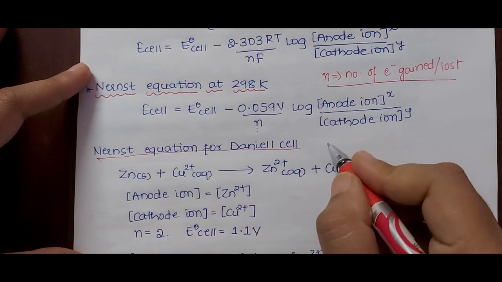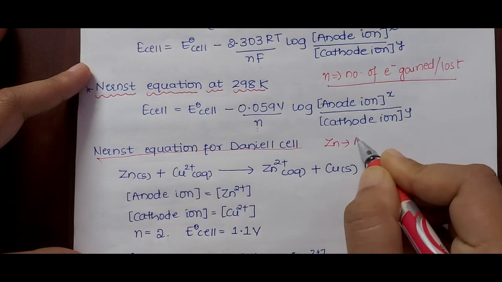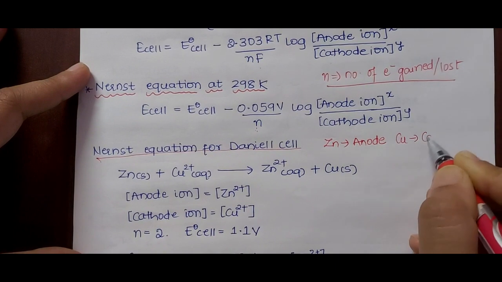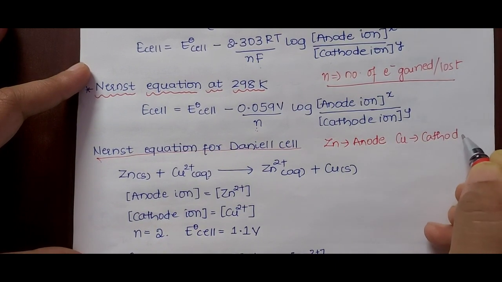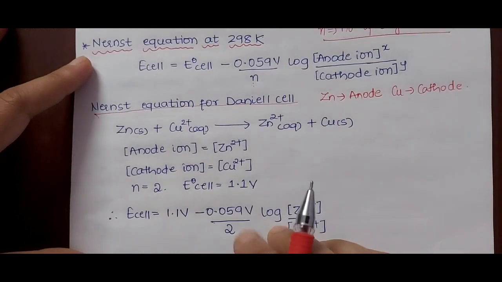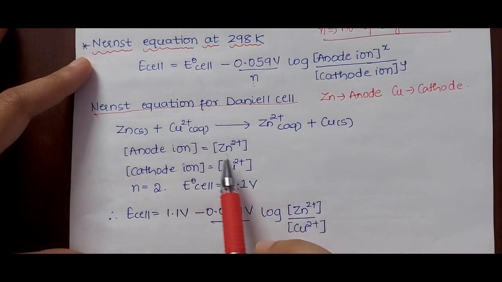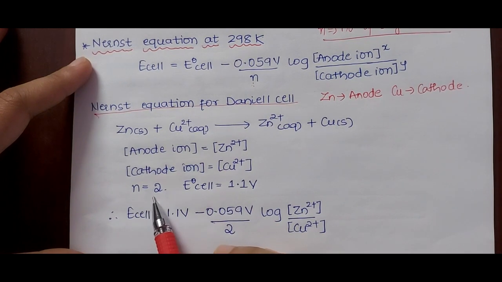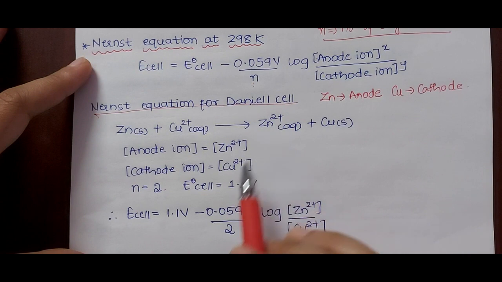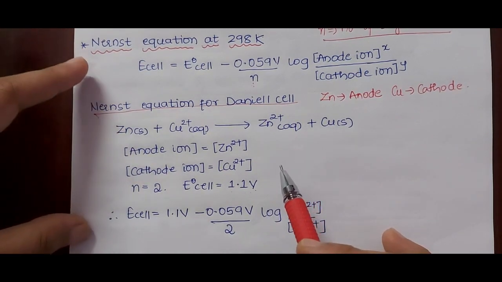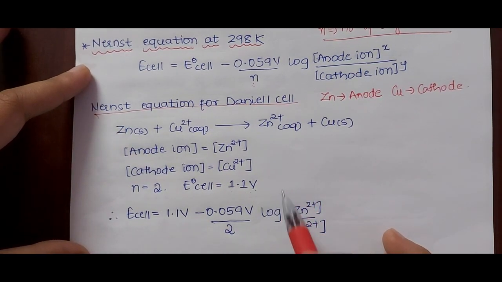In the Daniell cell, we had seen zinc was acting as anode and copper was acting as cathode, and based on it, this is the equation. So here anode ion is zinc ion, cathode ion is copper ion. The n value, number of electrons lost and gained, is equal to 2. The EMF of the cell is equal to 1.11 volt. In the previous paper, we have seen the E naught calculation for the Daniell cell.